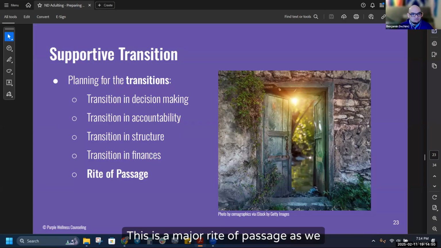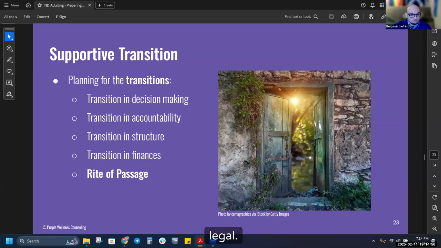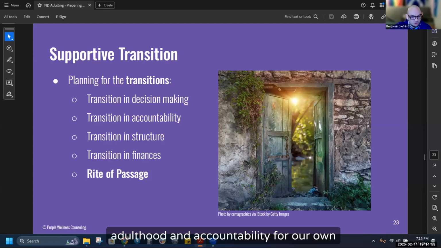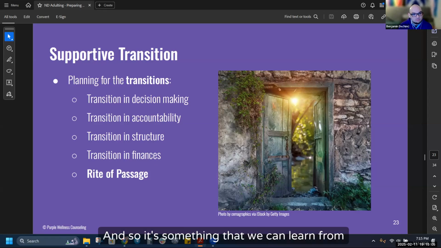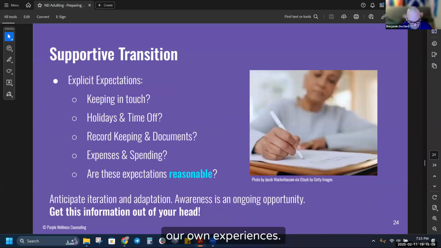This is a major rite of passage as we transition from legally being a minor into legal adulthood and accountability for our own actions. And that's a major rite of passage that we all go through. And so it's something that we can learn from and support our young person through based on our own experiences.